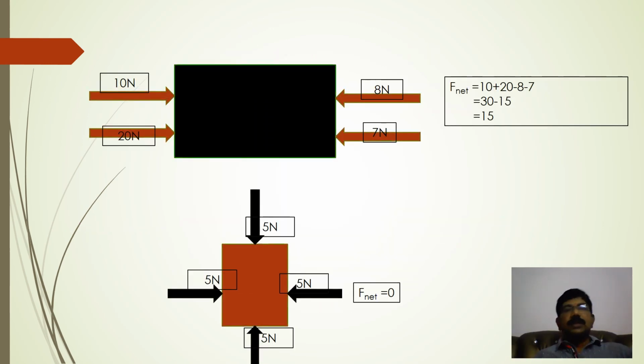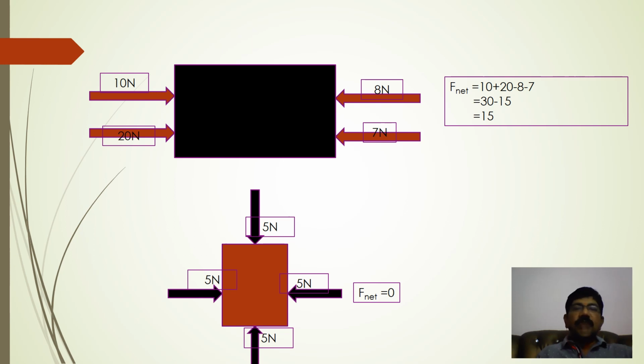Now let us do one sum related to net force. How to calculate the net force? See this one. I kept a wooden box here. I am applying 10 newtons force and 20 newtons force along this direction. Next, on the other side, see this one, 8 newtons and 7 newtons. These two forces are acting in the opposite direction.